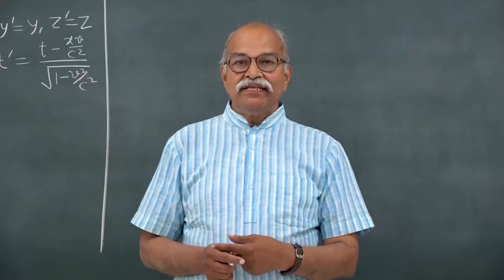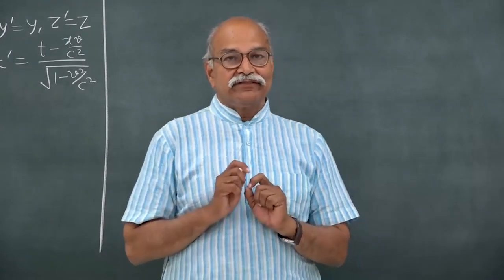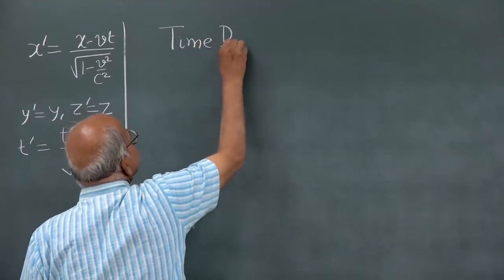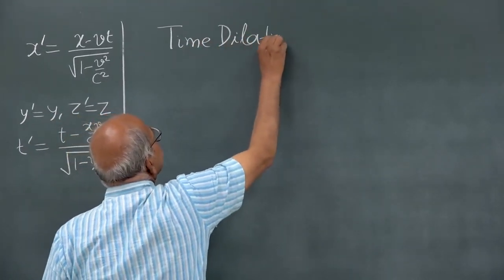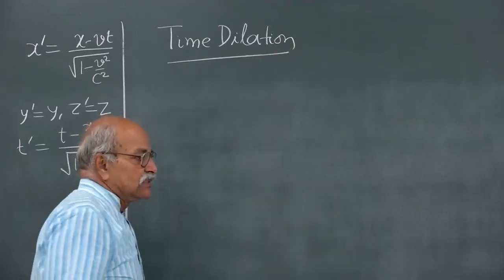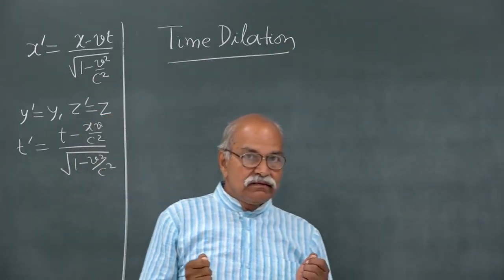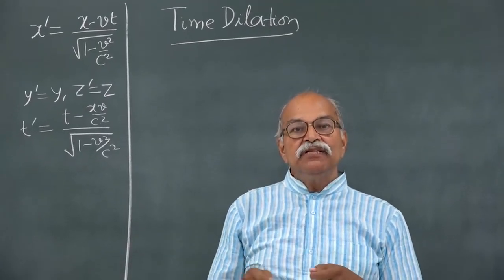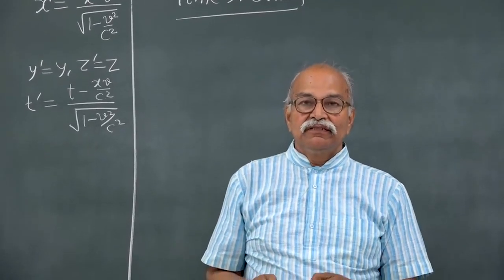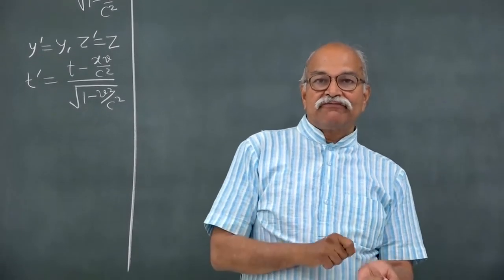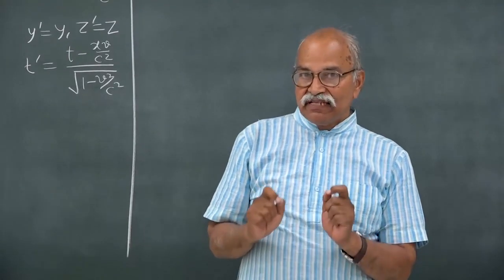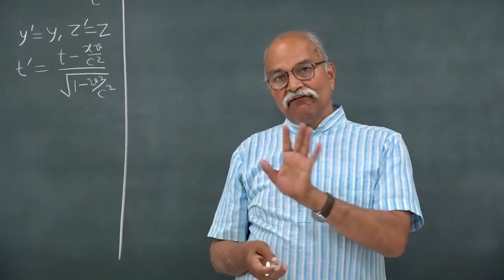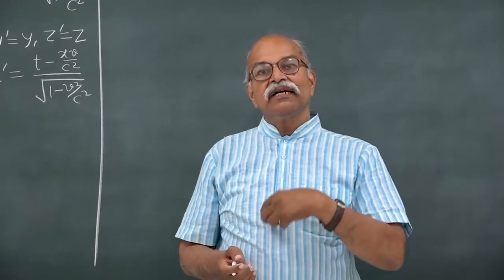Now, the next topic is called time dilation. So, we are considering now the time interval between two events from one frame and from another frame. So, there are two events E1 and E2. How much is the time interval using the clocks of one frame and using the clocks of the other frame?